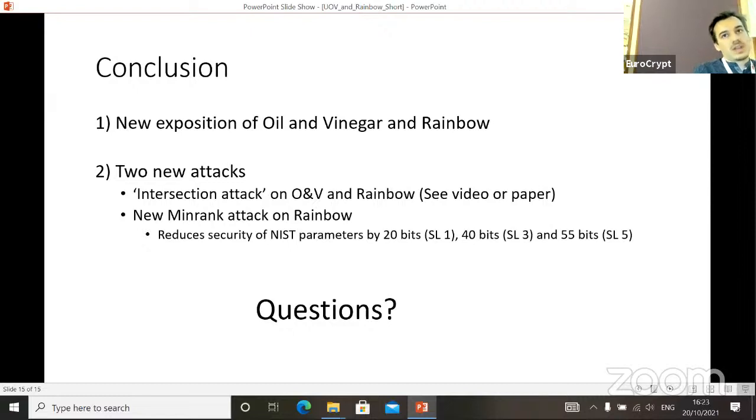So in that sense, you can make an argument that it is still secure, but that doesn't change the fact that you lose 20 bits of security or 40 bits or 55 bits. Whether it's still secure or not is kind of up to how you interpret the NIST rules. That's not for me to say, but the important thing is that however you measure it, the security has gone down by at least 20 bits.